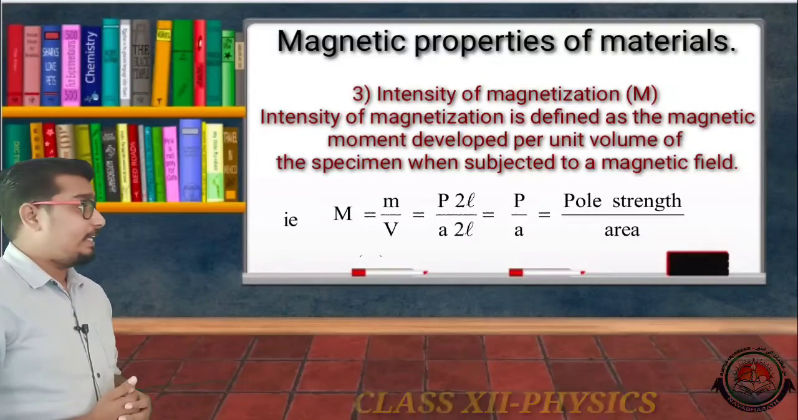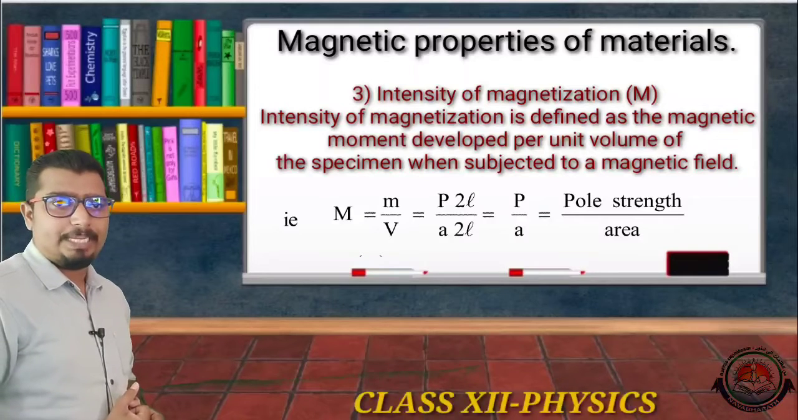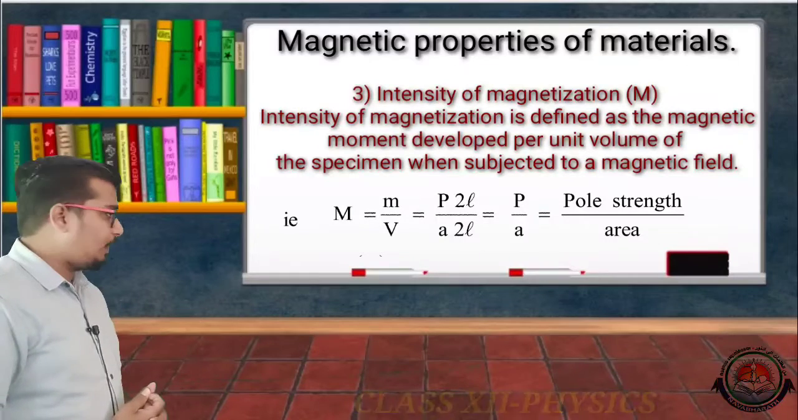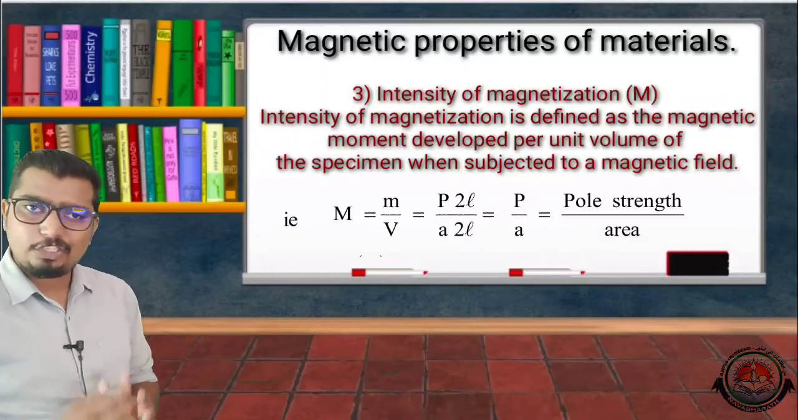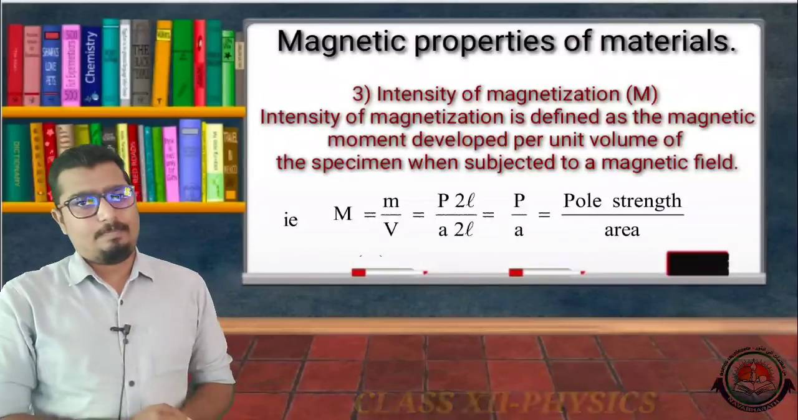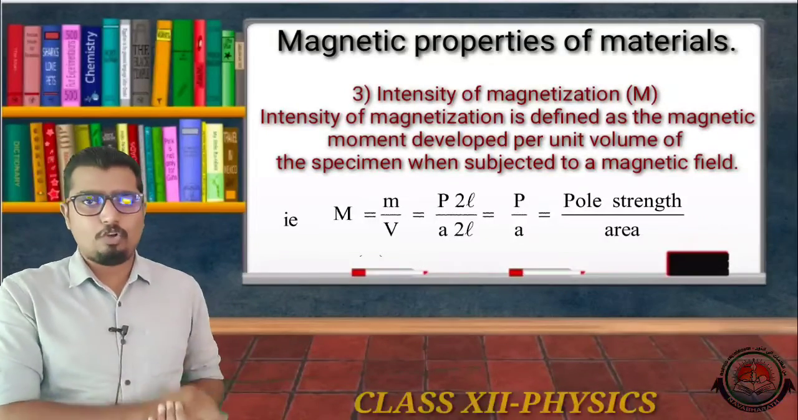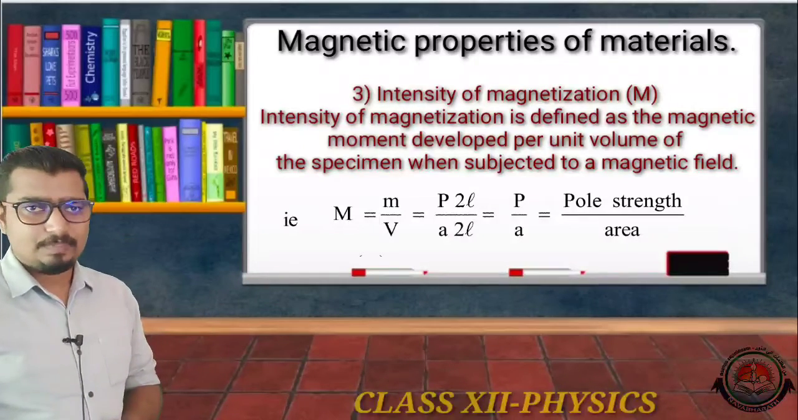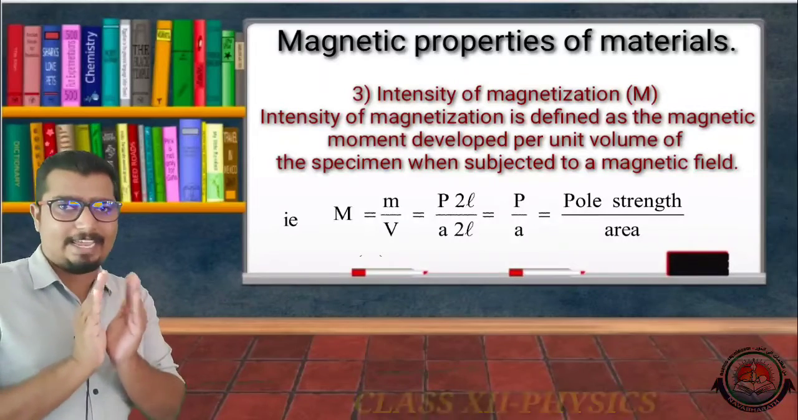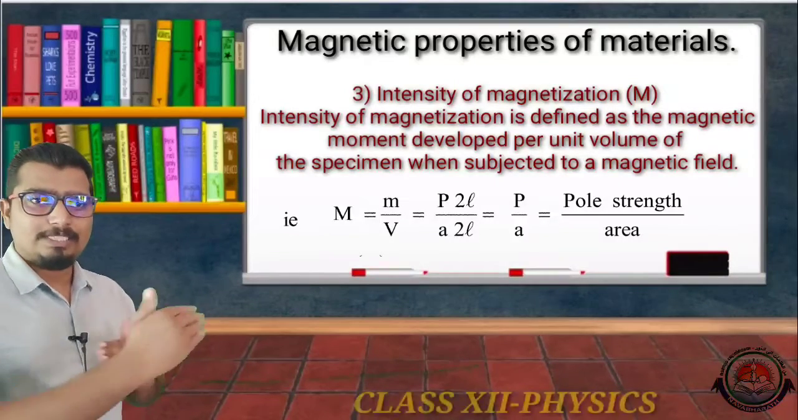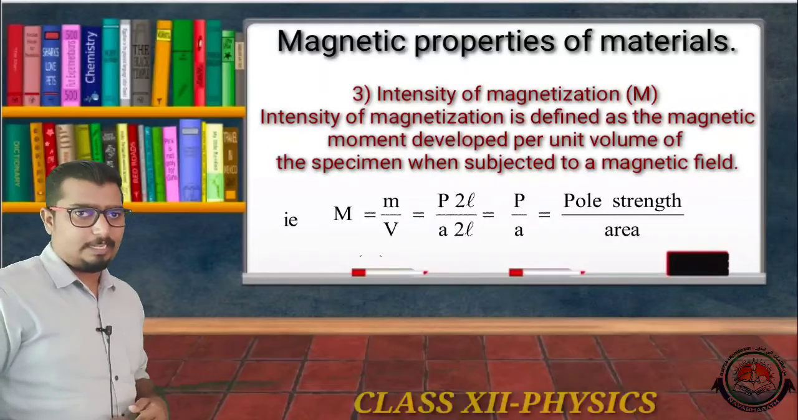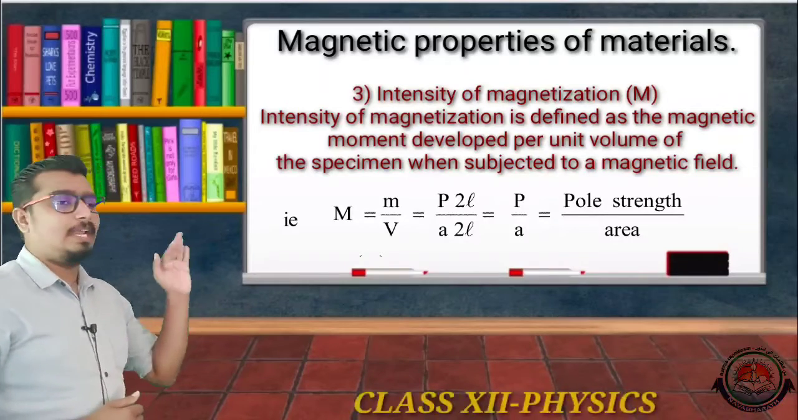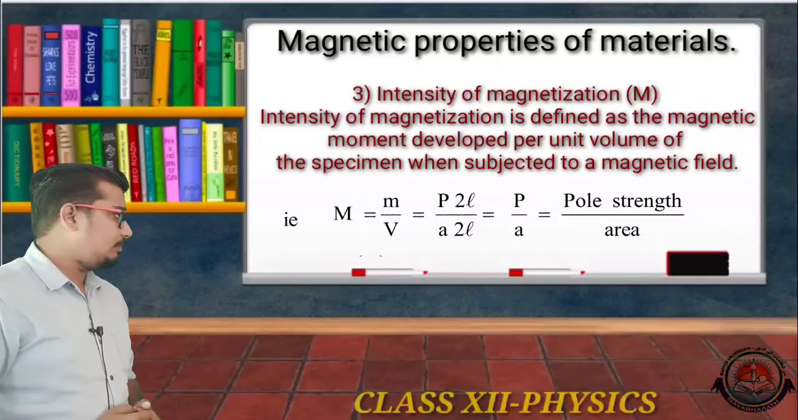Then what is M? We have M equal to P into 2L. Substituting that, P into 2L divided by volume. What is volume? Length into breadth into height, or area into length. Here area is taken as A. A into what is the length? 2L. A into 2L is the volume. Here 2L and 2L cancel.